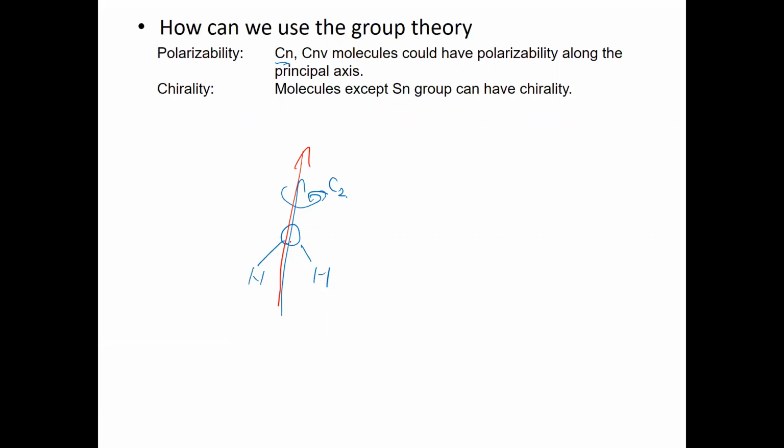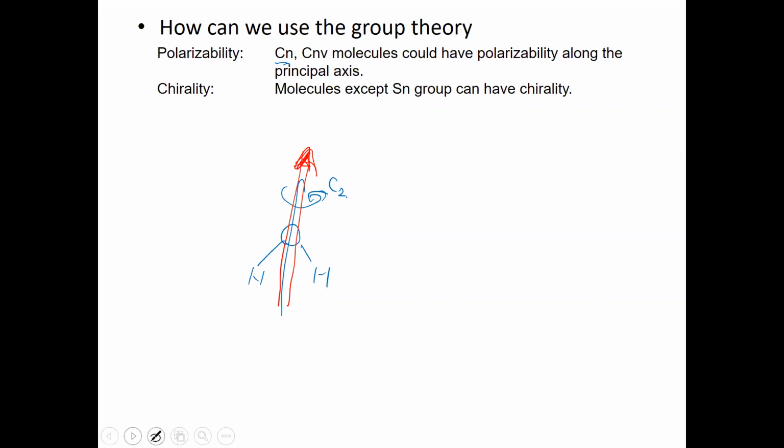It's very intuitive, because these molecules have some Cn operation and Cnv, and since this one has the symmetrical axis, if the atoms are displaced non-symmetrically along the molecular axis, that gives the polarizability. So the key point is that just by categorizing the molecules, if they are categorized in Cn or Cnv, you can know whether the molecules are going to have polarizability or not.